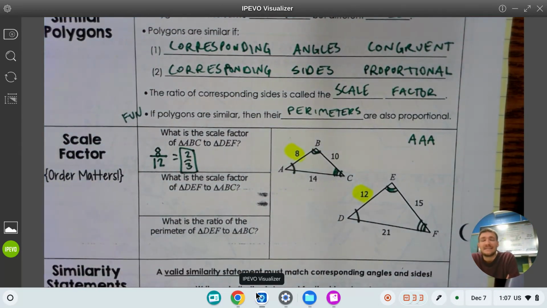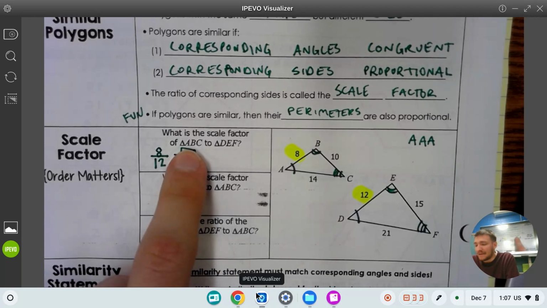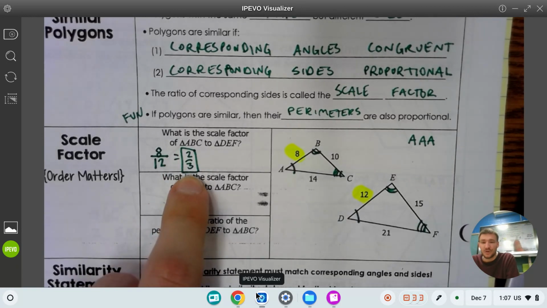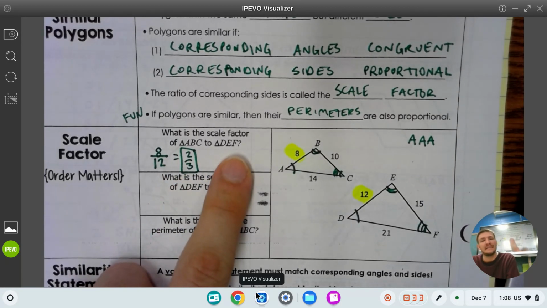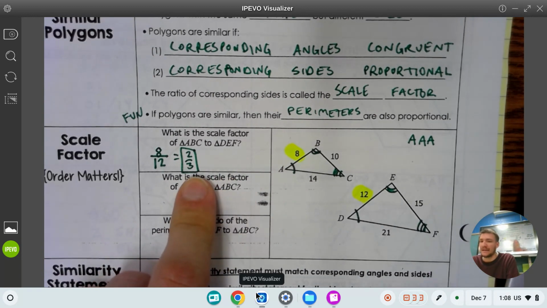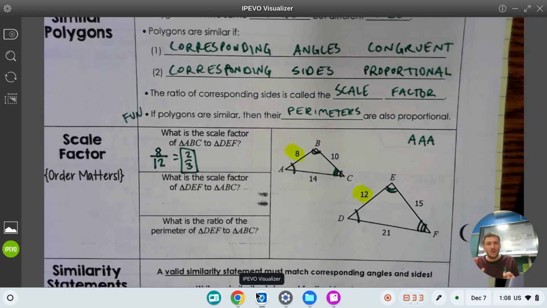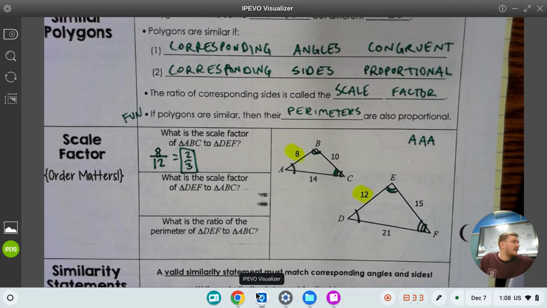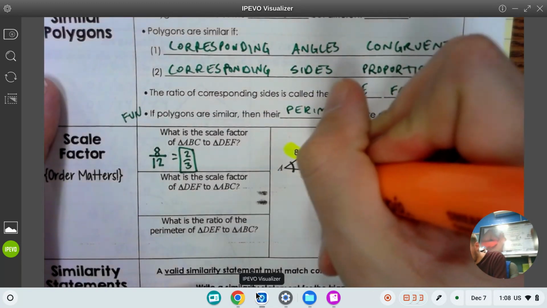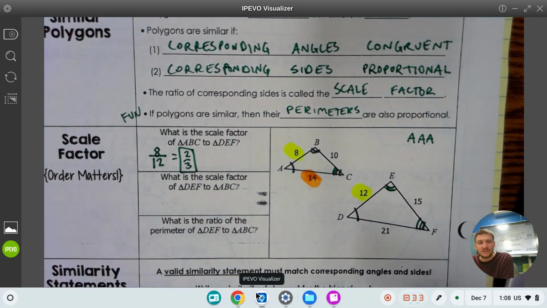So that is the scale factor. That means that ABC is 2/3 the size of DEF. It's not quite as big. Now, I just want to prove a point to you really quick. Let's pick a different corresponding side. Let's pick this 14. Which one corresponds with 14?